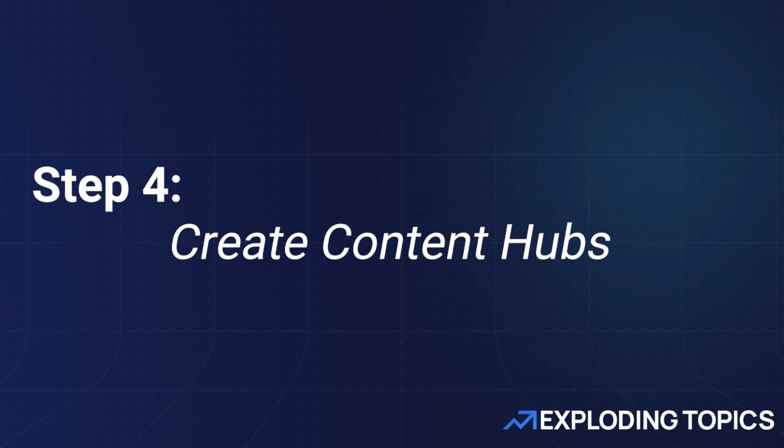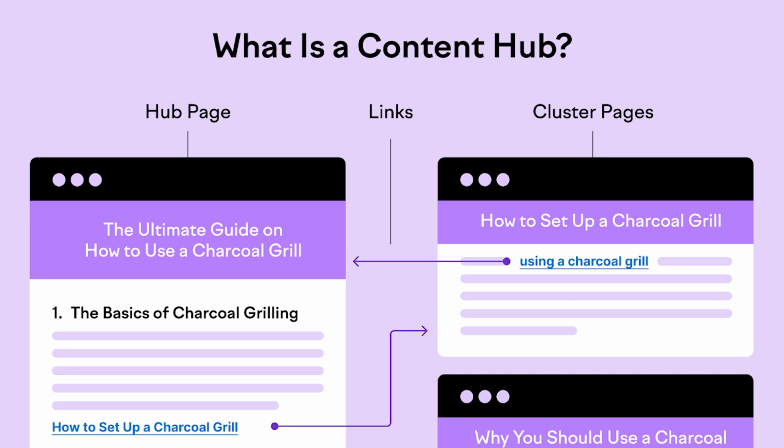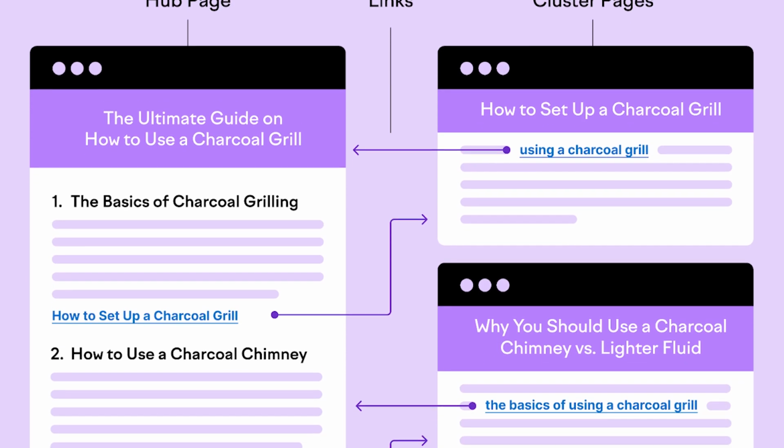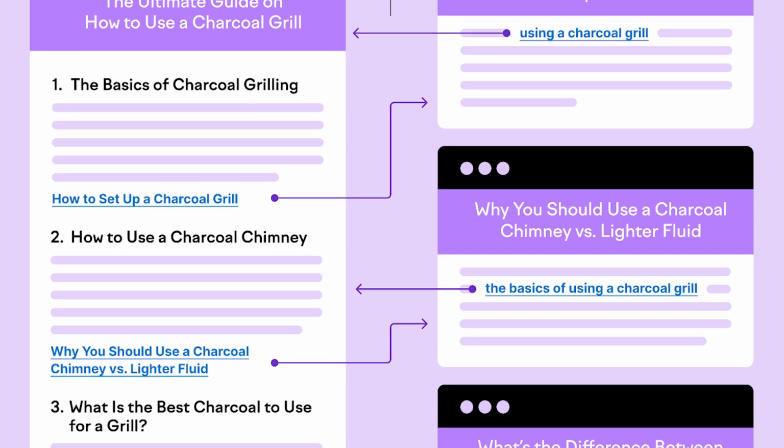Step 4. Create content hubs. Now that you've identified your best keyword opportunities, here's how to actually turn them into traffic. Don't just create random blog posts. Build content hubs. A content hub is a central pillar that comprehensively covers a main topic, with several supporting articles linking to it. This approach builds topical authority and helps both users and search engines navigate your content.